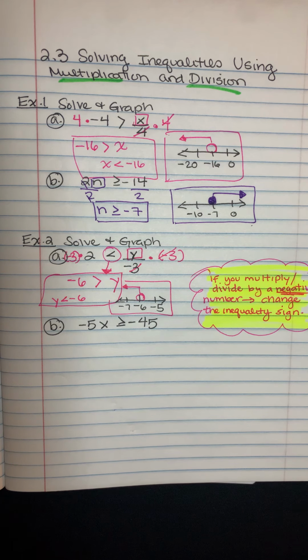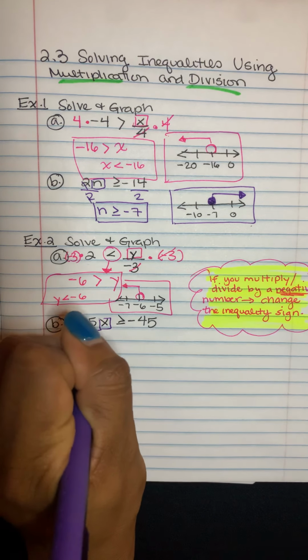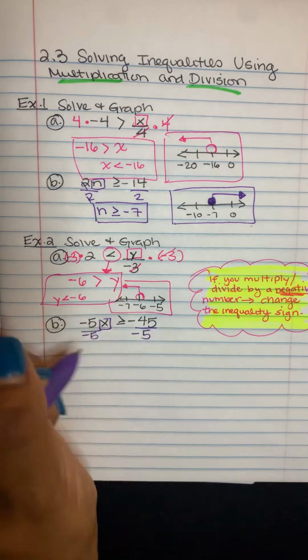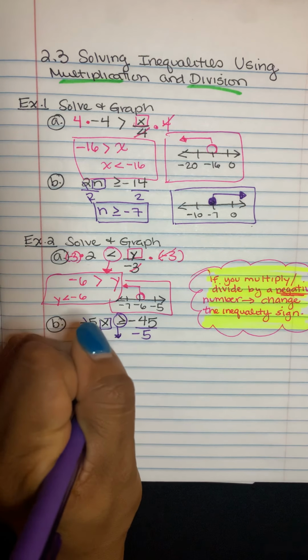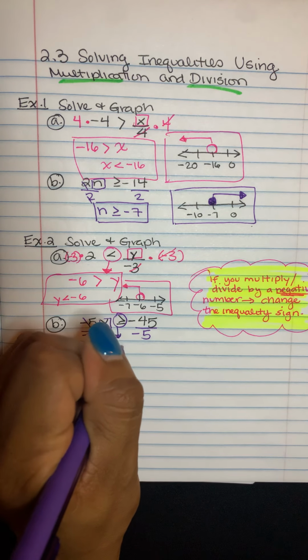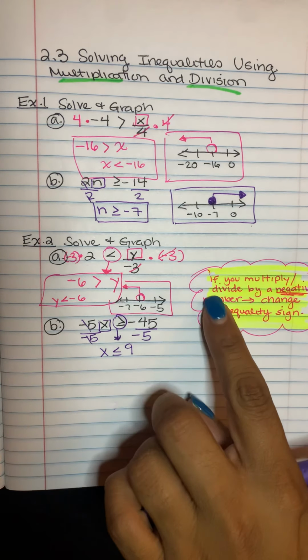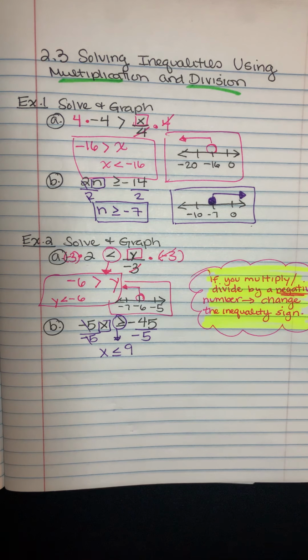All right, let's take a look at the last one for today. Divide by negative 5. Again, the sirens, the horns are going off. We are going to change this symbol. And we now have a positive 9. Okay. If you multiply or divide by a negative number, you must change the inequality sign.